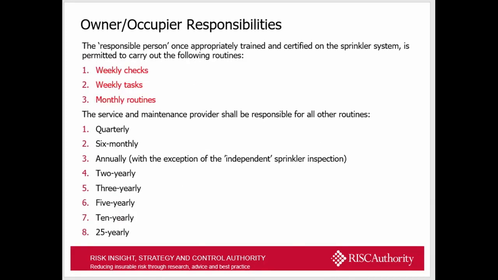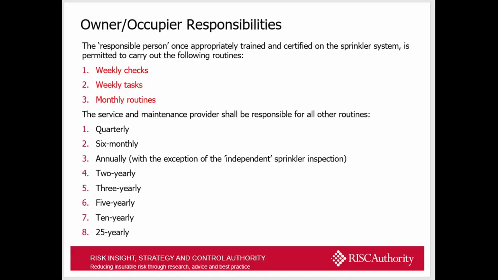So again, owner-occupier responsibilities. This is covered in TB 203. And what it states in there is the responsible person on behalf of the owner-occupier, once he's had training and he's got certification, is permitted to carry out weekly checks, weekly tasks, and monthly routines. From this, that is the only requirement under the technical bulletin that they should be undertaking.